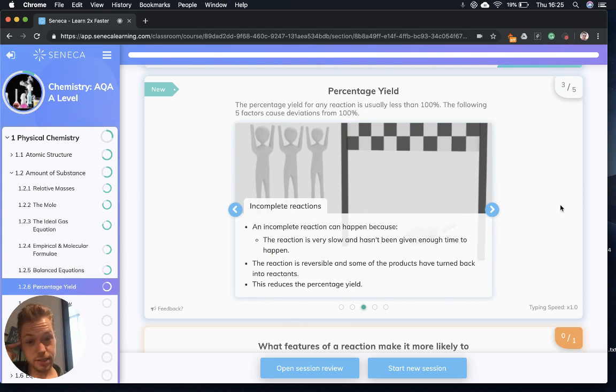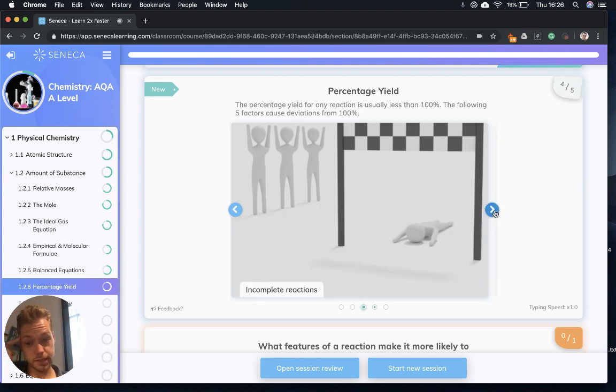Incomplete reactions. An incomplete reaction can happen because the reaction is very slow and hasn't been given enough time to happen, or the reaction might be reversible, so some of the products have turned back into reactants. Oh my God, it's just going everywhere. And both of those things can reduce the percentage yield.